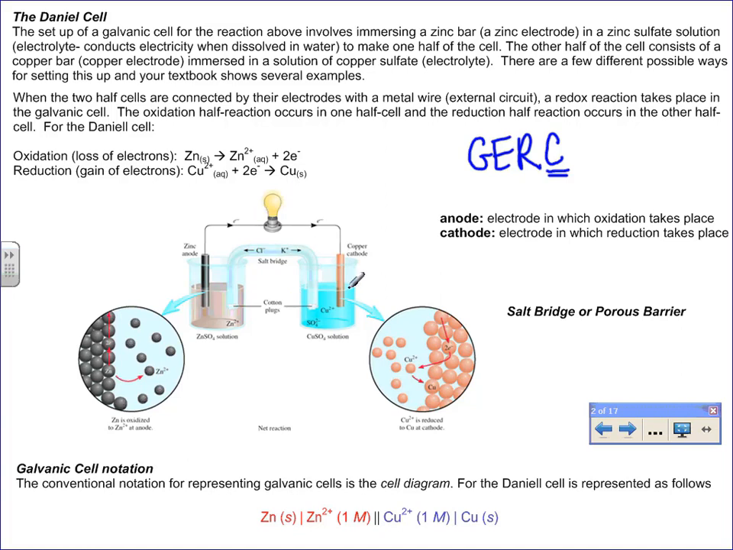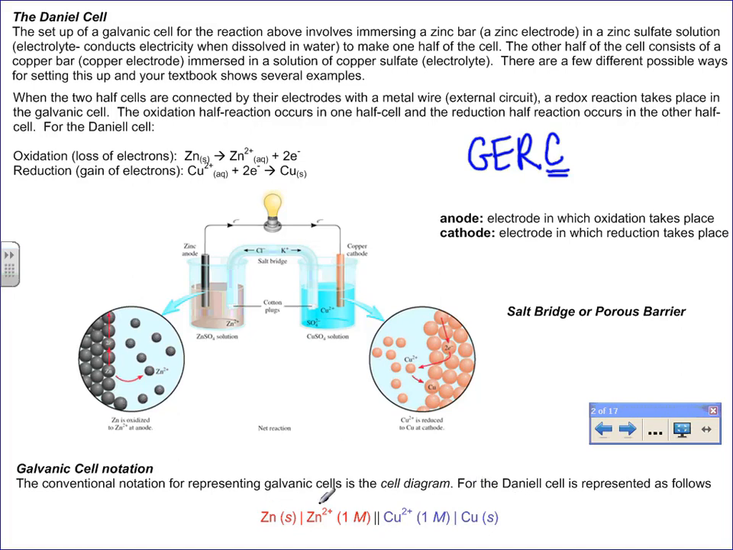The reaction ceases. Now we can represent a cell using such a diagram with the beakers and with the anodes and the cathodes, etc. But there's also another notation that we can use that's much simpler, and this is called galvanic cell notation.